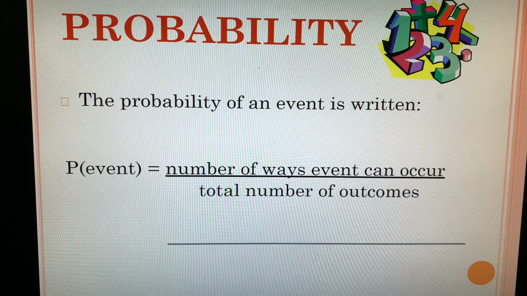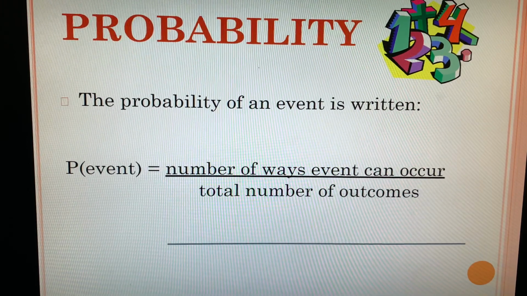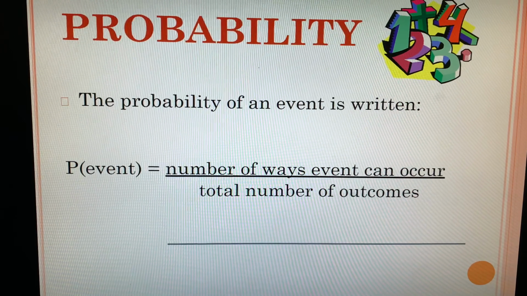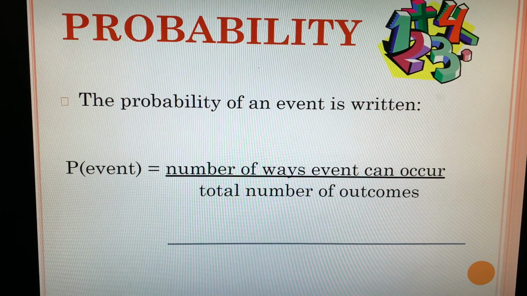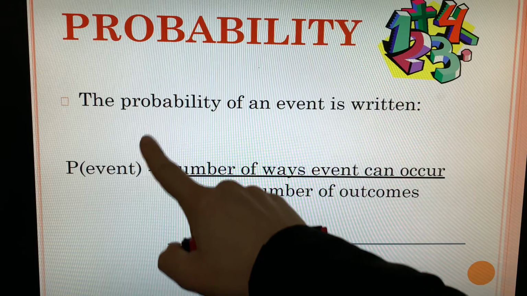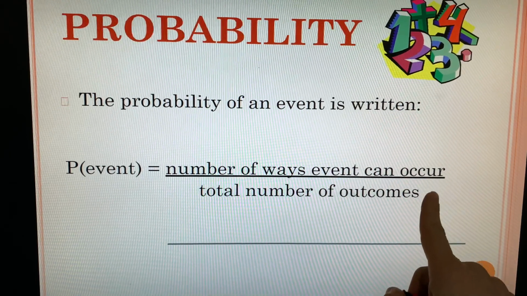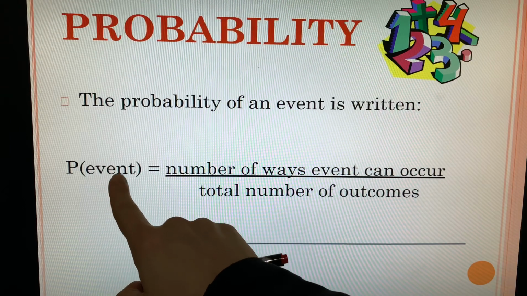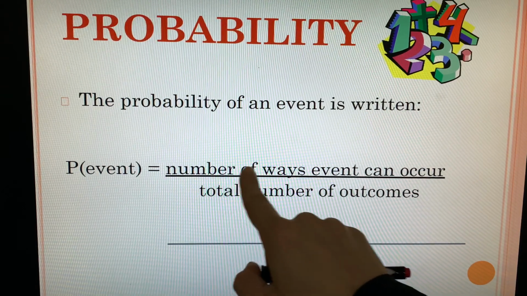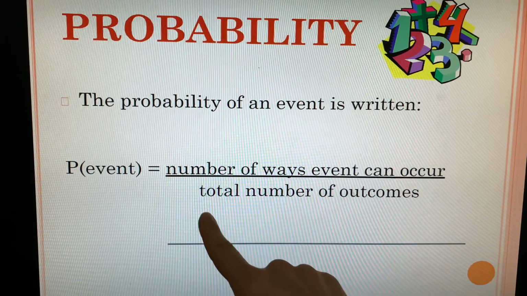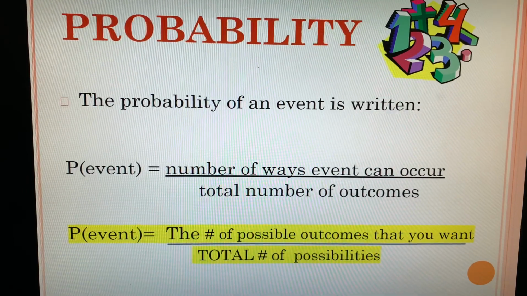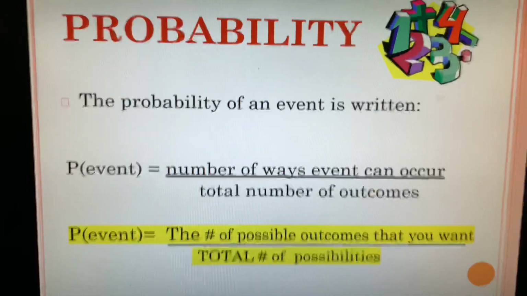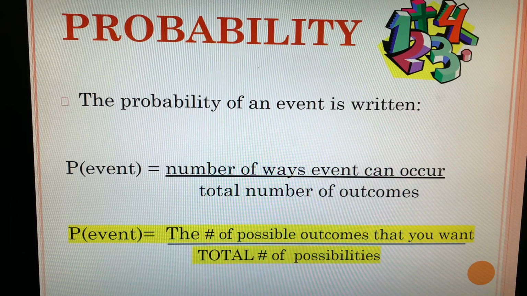Okay, so probability is written down in a form of a fraction. Remember that in the goal today, I mentioned the word ratio because a ratio is basically a fraction that compares two things. To find probability though, we're going to be using a fraction in the following format. The probability of an event is equal to the number of ways that event can occur over the total number of outcomes. One way that I like to remember this is that probability is the number of possible outcomes that you want over the total number of possible outcomes.